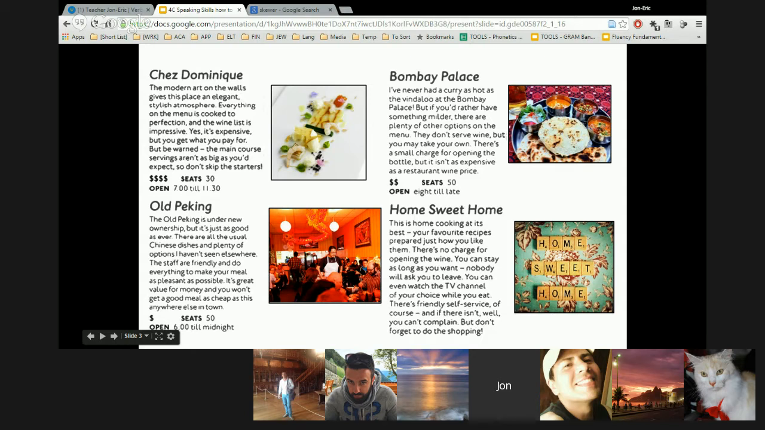Okay, so in the time we have left, let's go to, let's see, we did Mario, so next is Dennis for Old Peking. The Old Peking is under new ownership, but it's just as good as ever. There are all the usual Chinese dishes and plenty of options I haven't seen elsewhere. The staff are friendly and do everything to make your meal as pleasant as possible. It's great value for money, and you won't get a good meal as cheap as this anywhere else in town.